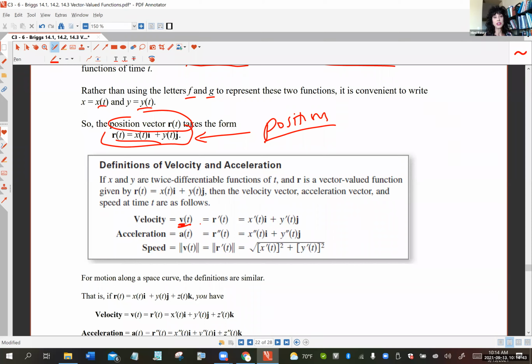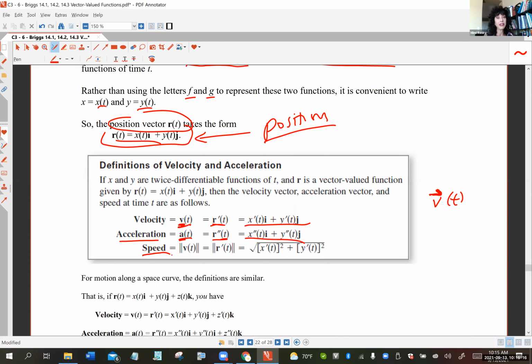Velocity, which a lot of times is denoted v of t, is still a vector valued function. If you're going to handwrite it, please put little vector hats on top of these, especially on your handwritten work. And that's the same as r prime, the position function's derivative. That will simply be a vector valued function where the components are the derivatives of the position vector's components. Acceleration, a of t, is r double prime. So you're going to have x double prime of t and y double prime of t as the components.